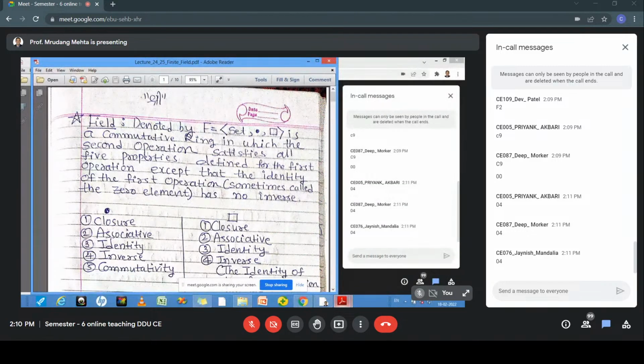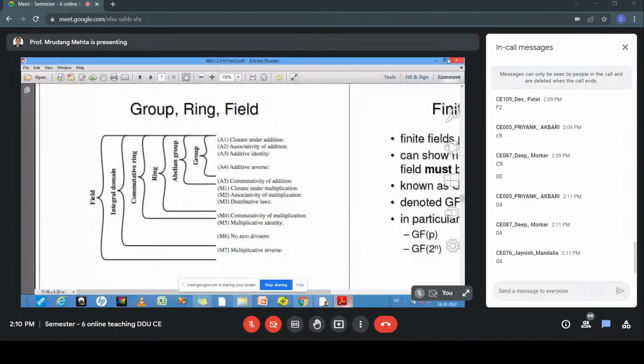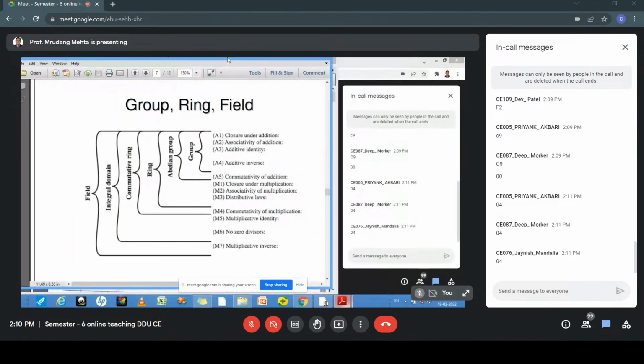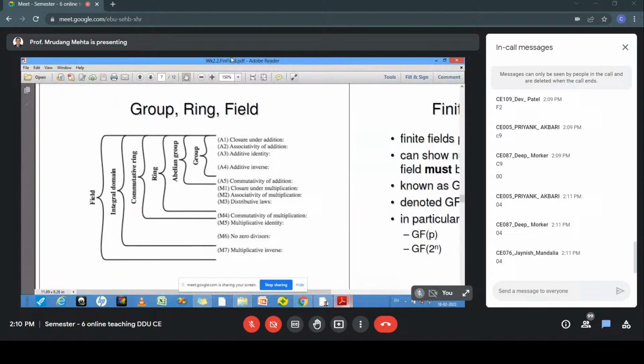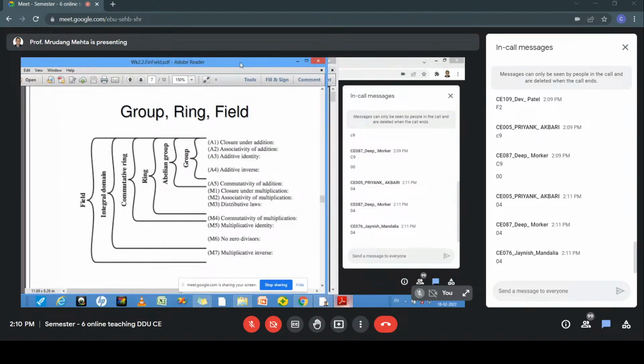So what is a field? Before I begin the definition, go through this diagram and you will understand briefly about it. What is a field? See, this is a group. You have studied group, right? Yes or no? Group, abelian group, right? Abelian group.